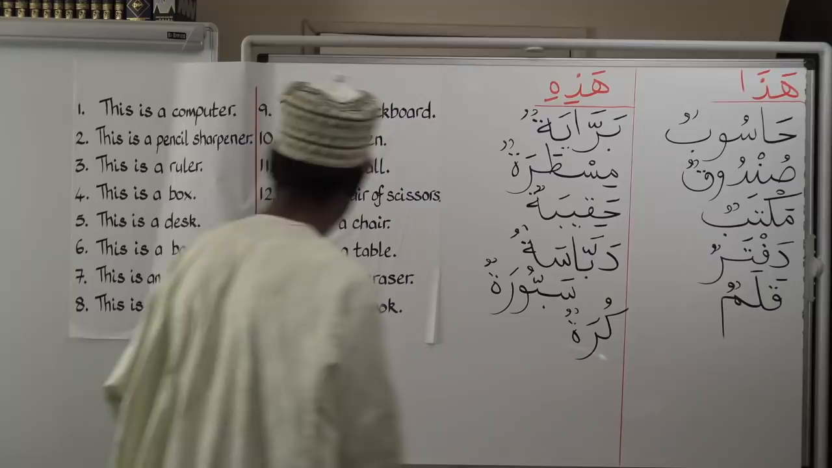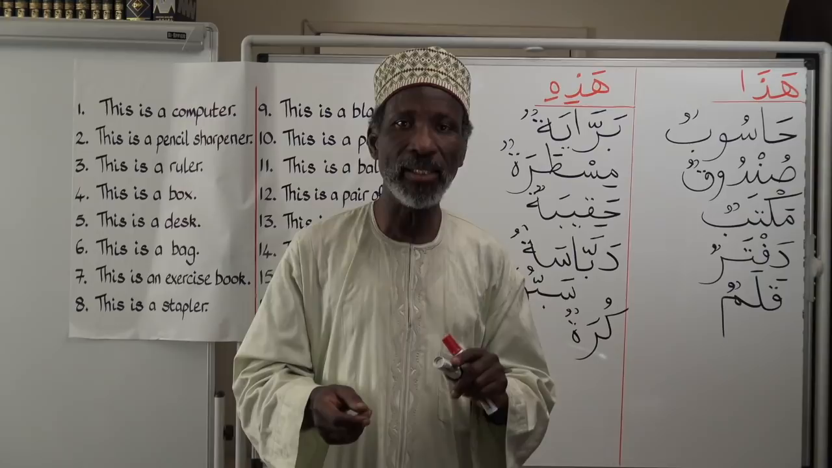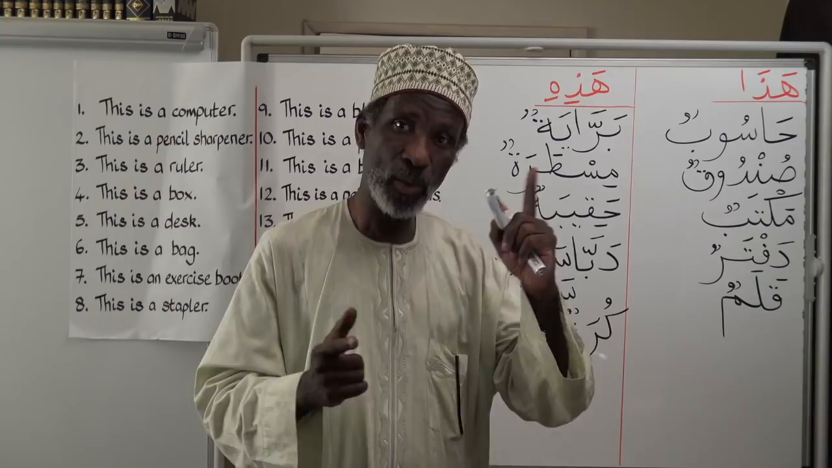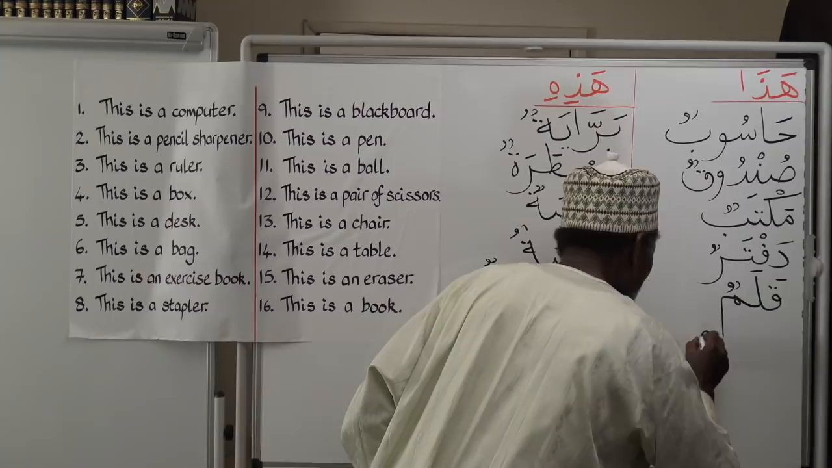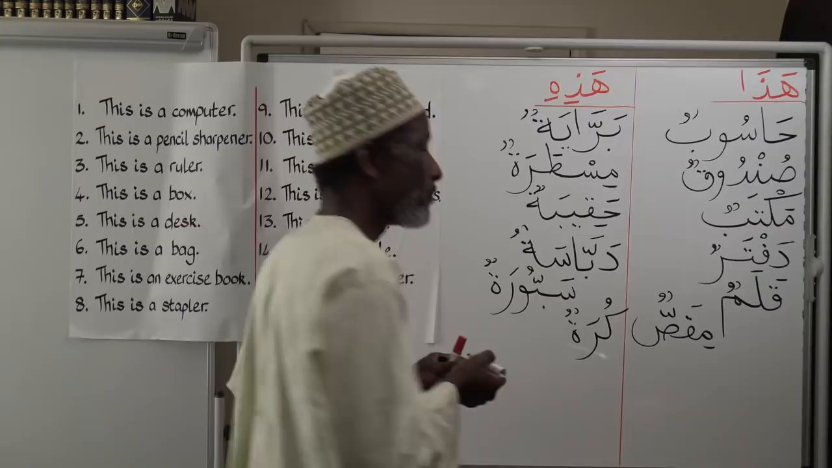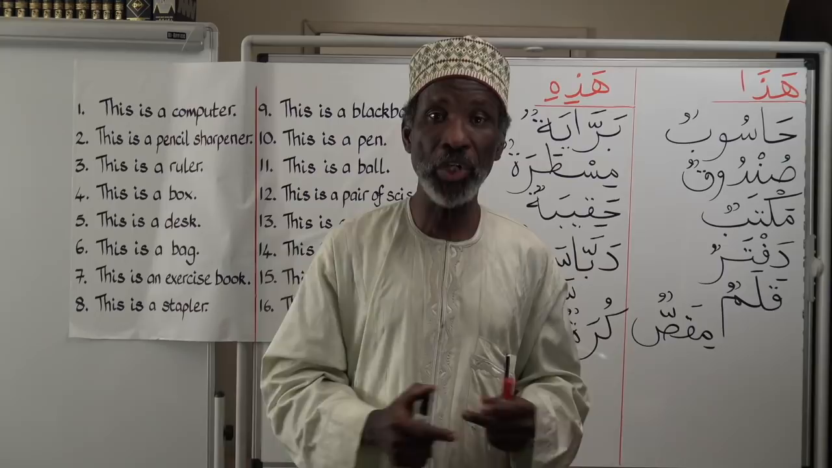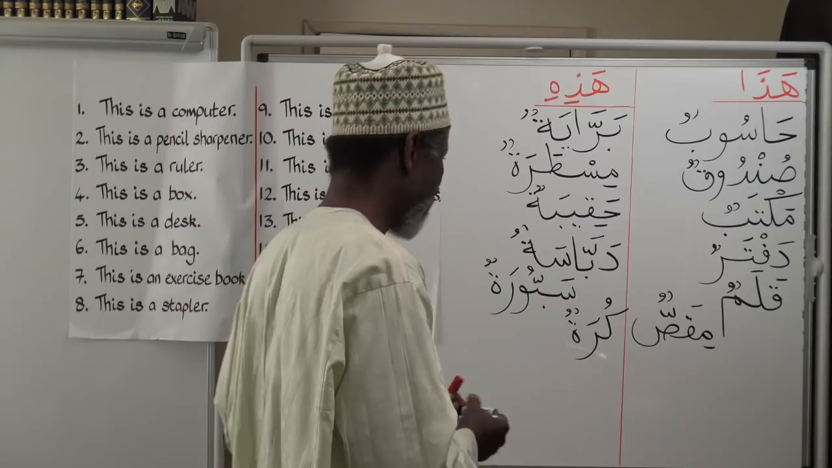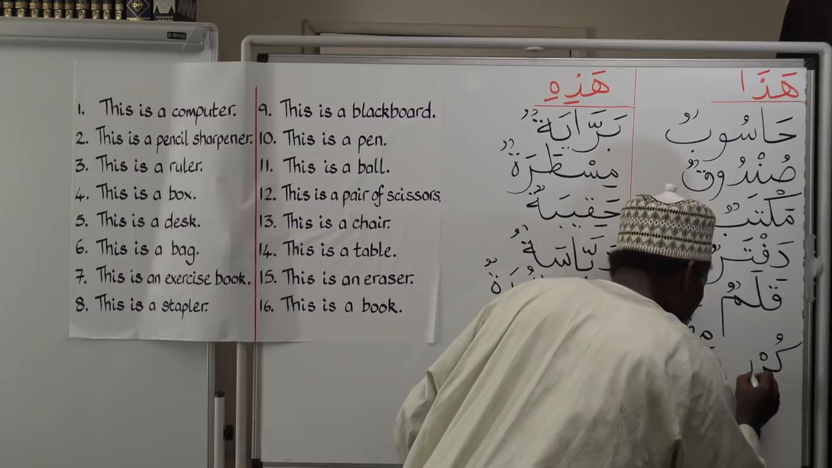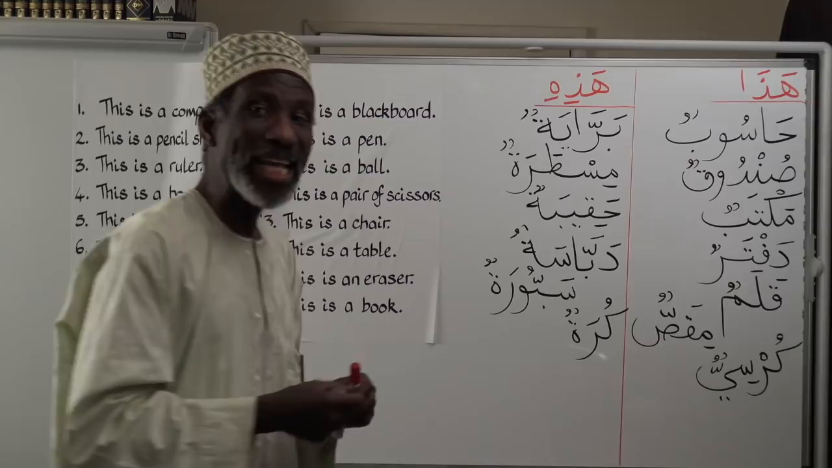Number twelve: this is a pair of scissors. A pair of scissors is miqassun. Masculine, mudhakkar. Let's write it here: miqassun, a pair of scissors. Number thirteen: this is a chair. A chair is kursiyun. Masculine, mudhakkar. Kursiyun.